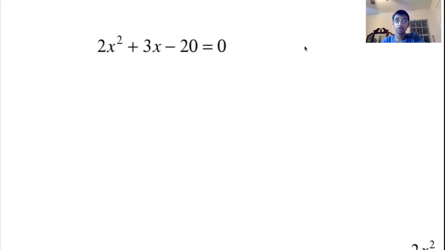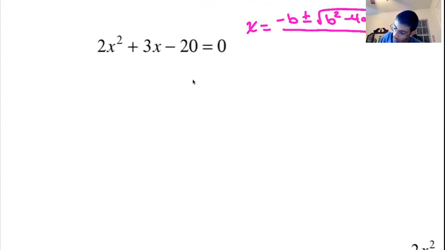So for this one, we could factor, or we could just do the quadratic formula. I think I'm going to do the quadratic formula because it may be a bit easier than factoring. So I'm going to write this out again because you probably forgot it already. x is equal to negative b plus or minus the square root of b squared minus 4ac, all over 2a. Good. So I'm going to write down what a, b, and c are equal to.